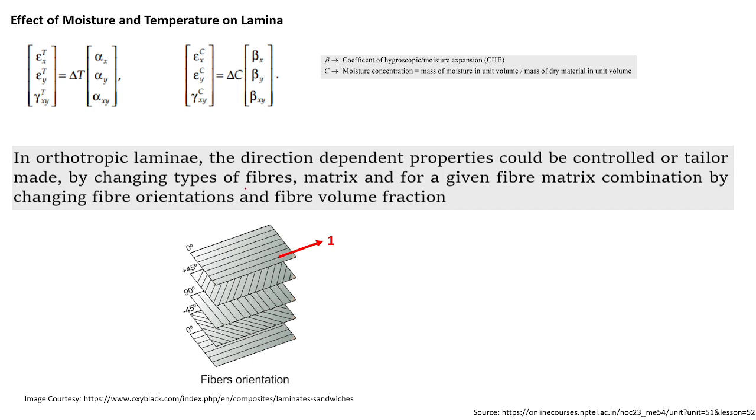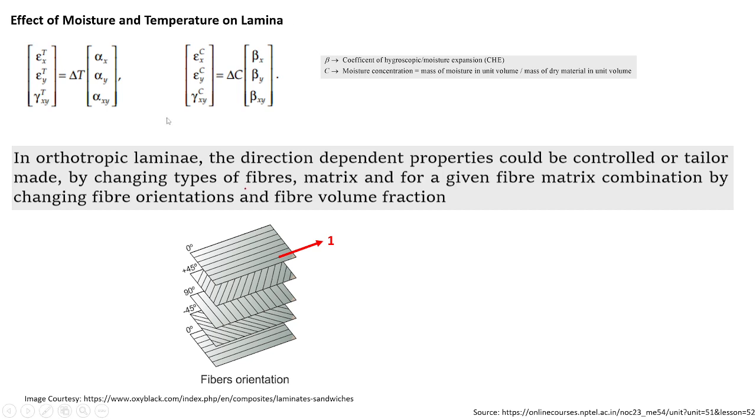Next is the effect of moisture and temperature on the lamina. Every composite can react with the environmental conditions, and the most frequently considered environmental conditions are moisture and temperature. Whenever moisture accumulates in the composite, there is a certain change in the strain and the composite will expand, and if there is a temperature change, according to the coefficient of thermal expansion, the matrix and the fibers will expand accordingly.